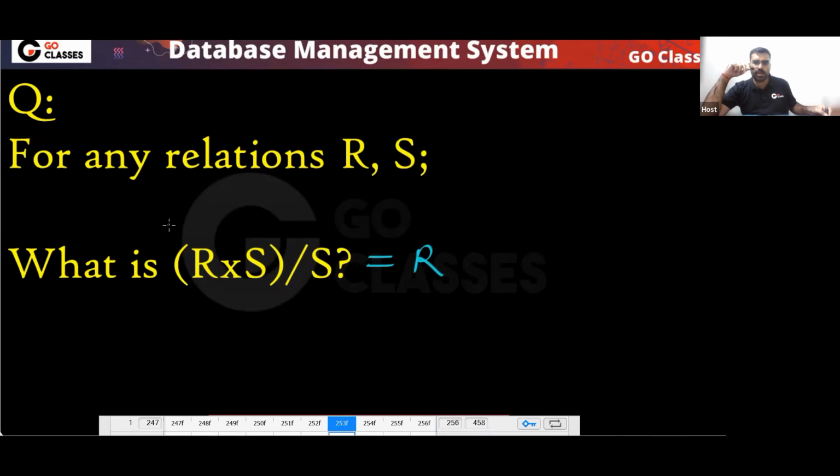Remember, this is an important point. They can ask you this question directly. Very simple. How can you prove it? Tell me, how can you prove it?